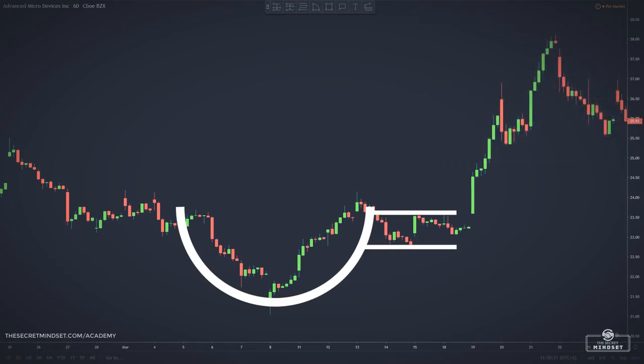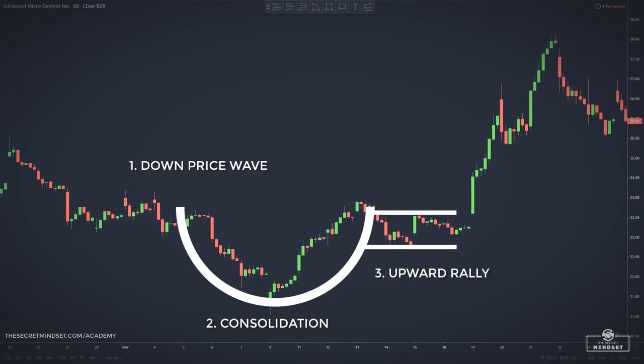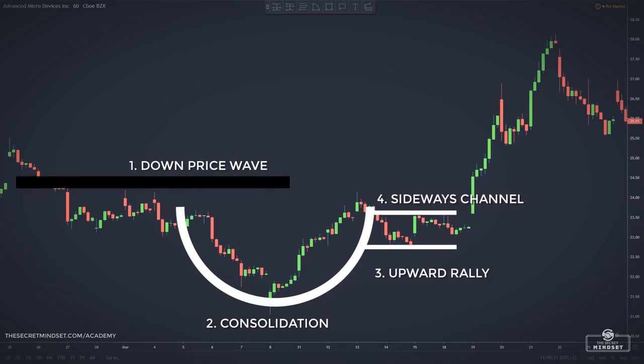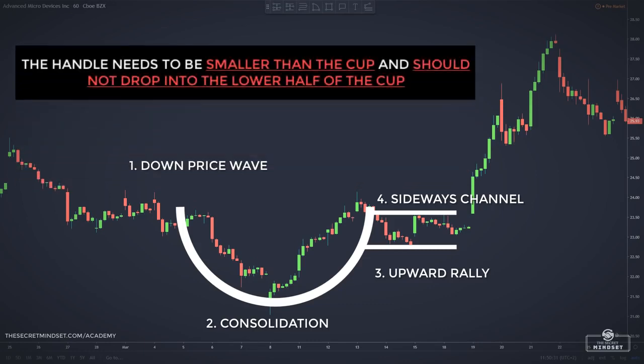It occurs when there is a price wave down, followed by a stabilizing period, and followed by a rally of approximately equal size to the prior decline. It creates a U-shape or the cup in our cup and handle. The price then moves sideways or drifts downward within a channel that forms the handle. The handle may also take the form of a triangle. The handle needs to be smaller than the cup. Also, the handle should not drop into the lower half of the cup, and ideally it should stay in the upper third.